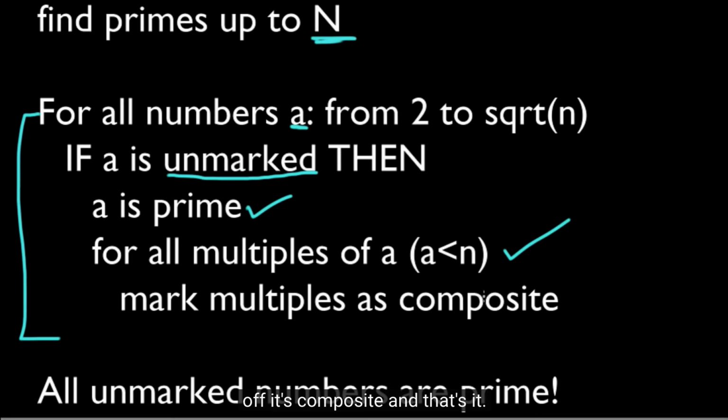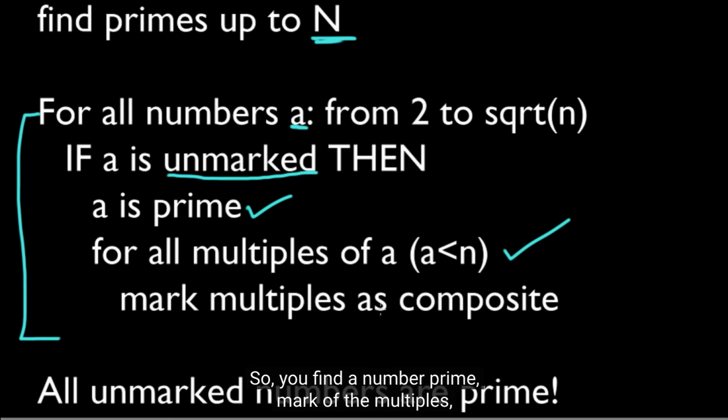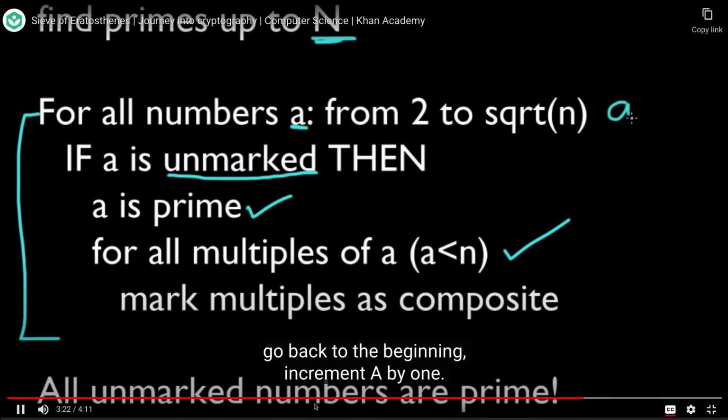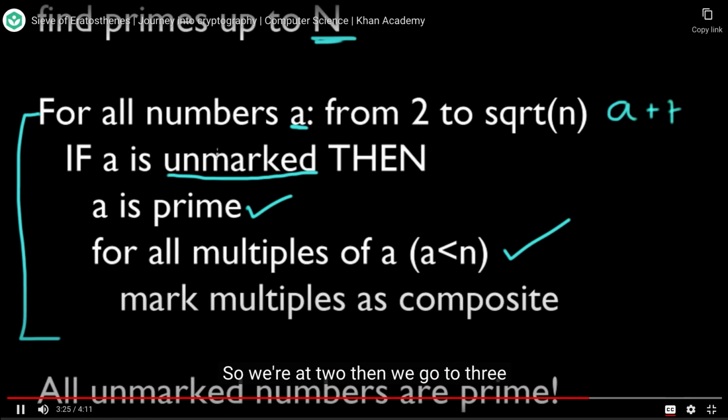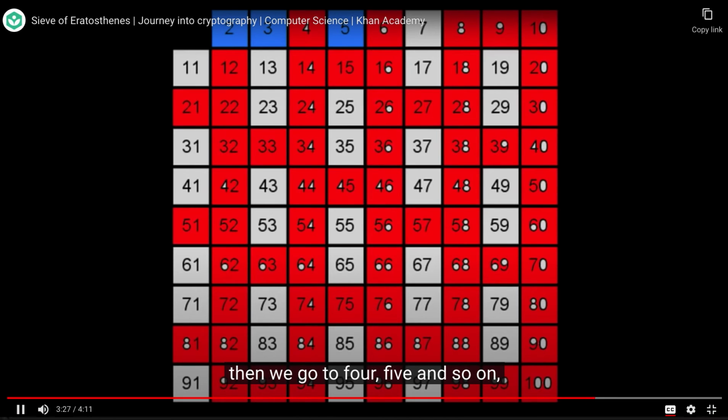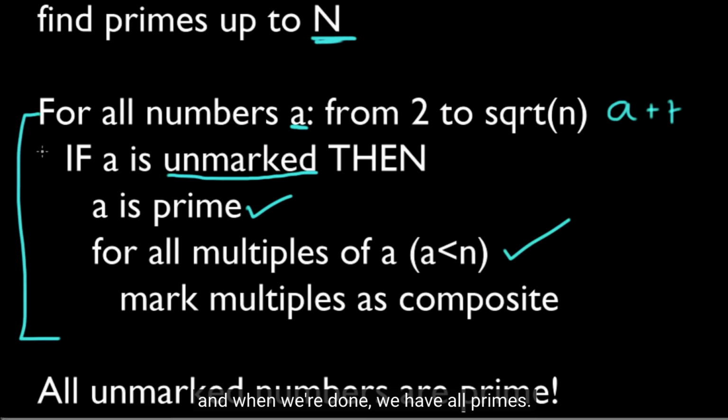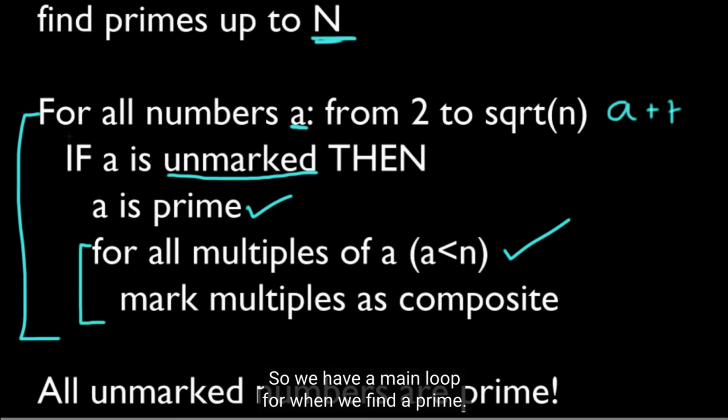And that's it. So you find a number prime, mark off the multiples, go back to the beginning, increment a by 1. So we're on 2, then we go to 3, then we go to 4, 5, and so on. And when we're done, we have all primes. Notice here that this is also a loop. So we have a main loop, and when we find a prime, this marking off of multiples is also a loop. So it's important to notice that we have a nested loop. We have a loop inside a loop.